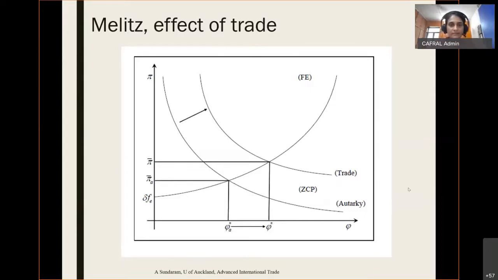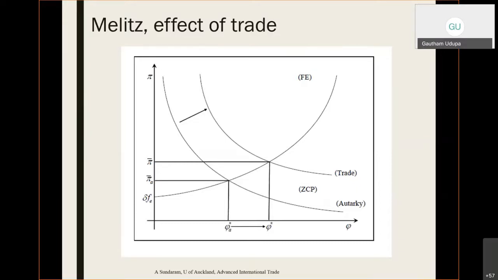Are there any other questions along those lines? I think you answered that. The other one is just about the domestic threshold productivity. Will it not go up if the higher productivity firms have an option of exporting?